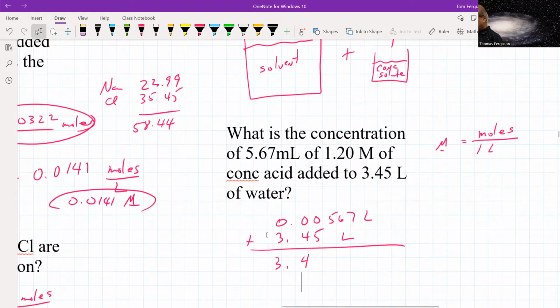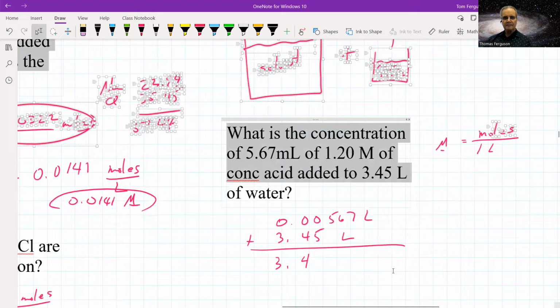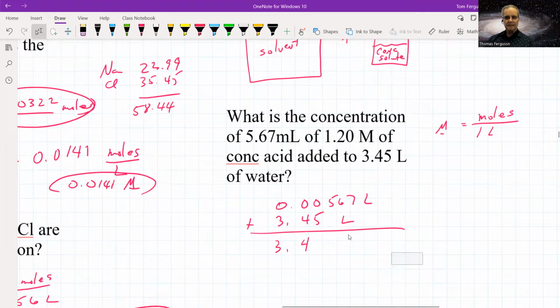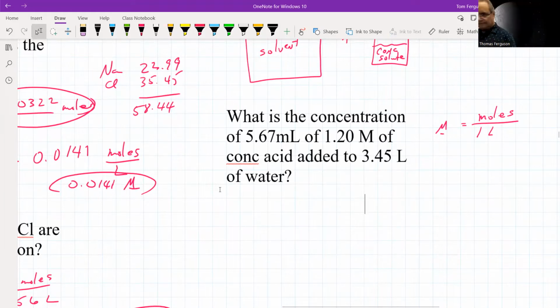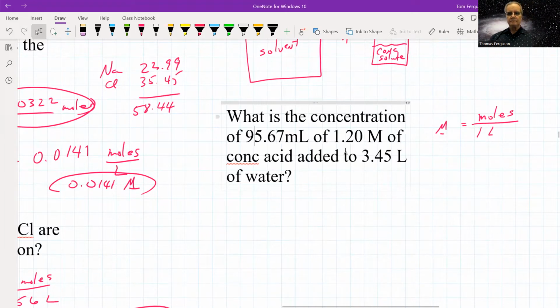This is kind of a special case. Let's change the numbers, because we're going to end up with sig figs screwing things up here. Okay.